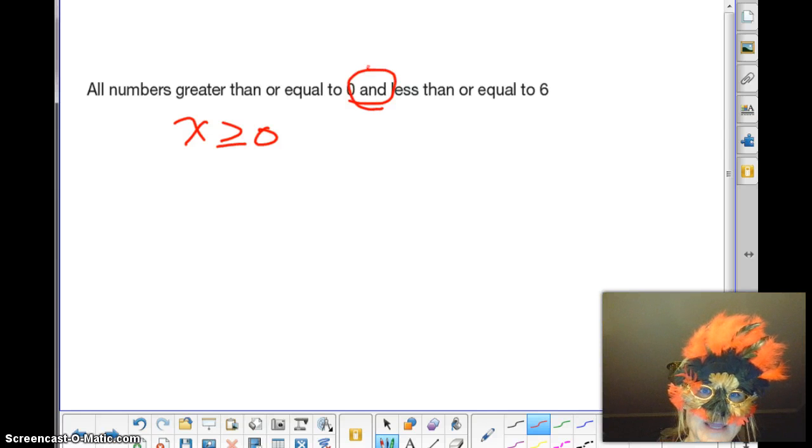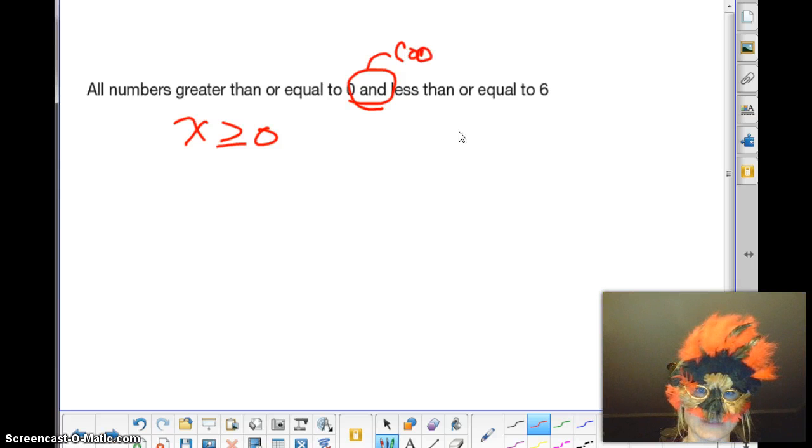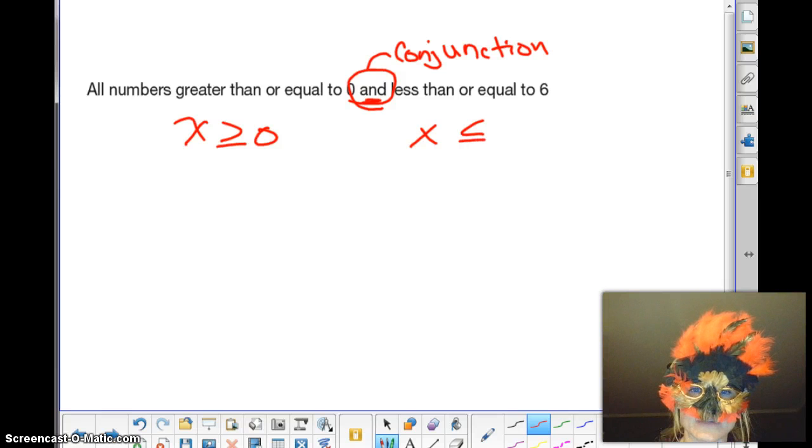When you see the word and, that tells me I'm going to have a conjunction. And that'll come in later. So a key word, which should be in your notes, is the word and tells you you're going to have a conjunction or compound inequality. And then and less than or equal to 6. So I know x is also going to be less than or equal to 6.